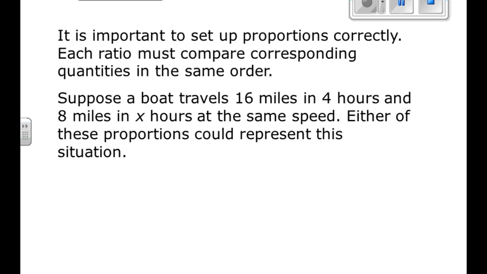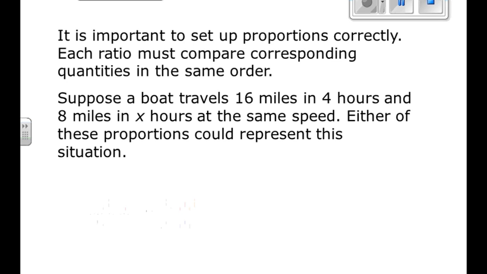All right. Now, it's important to set up the proportions correctly. Each ratio must compare the corresponding quantities in the same order. The same order is what's important here. So now they're going to give us a word problem, and we have to set up the proportion. So suppose a boat travels 16 miles in 4 hours and 8 miles in X number of hours. So that's our unknown, at the same speed. Either of these proportions could represent the situation. So we're going to write two of them to show you how you can set it up.